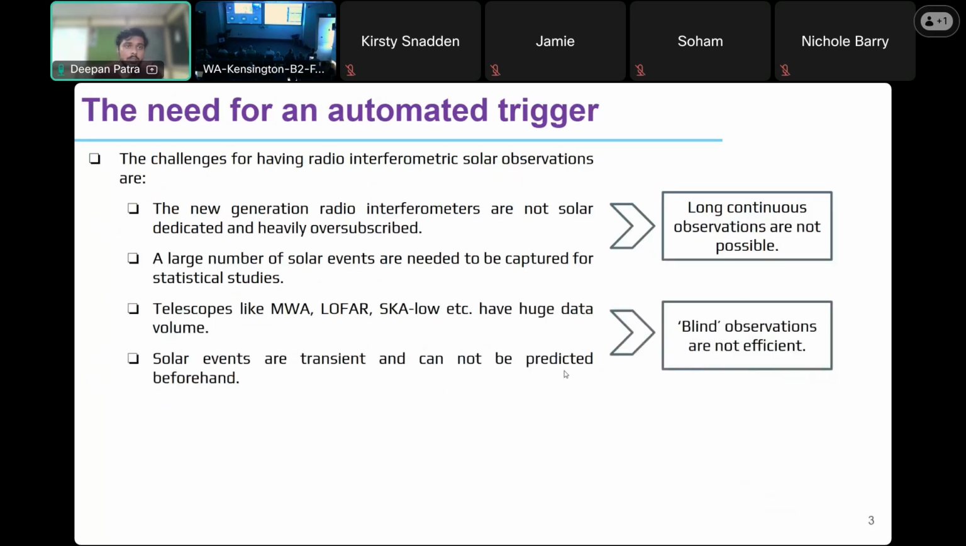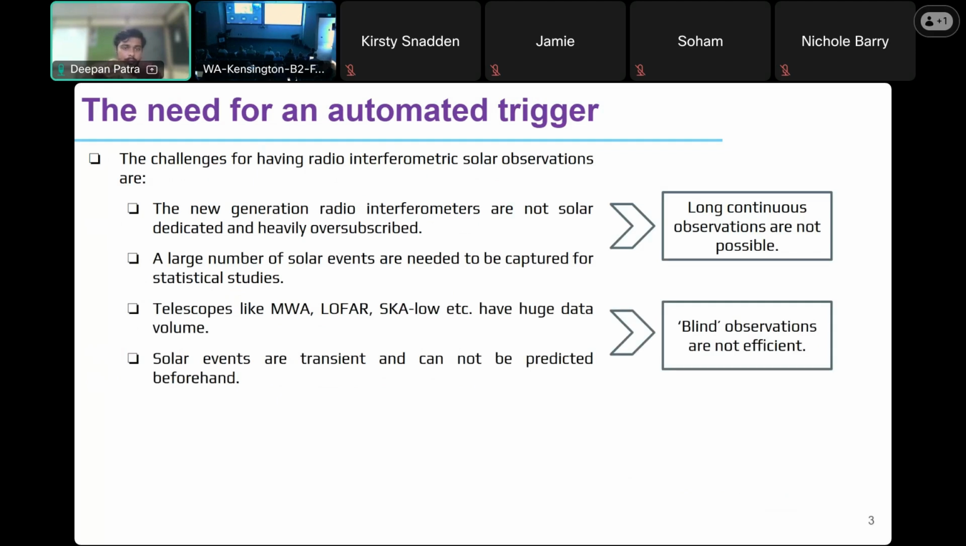So moving on, why do we need an automated trigger in such a case? First of all, the new generation radio interferometers like the MWA and the upcoming SKA-Low are not solar dedicated, and there's oversubscription. Also, a large number of solar events need to be captured for a statistical study of these kinds of bursts, and hence long continuous observations are not possible.